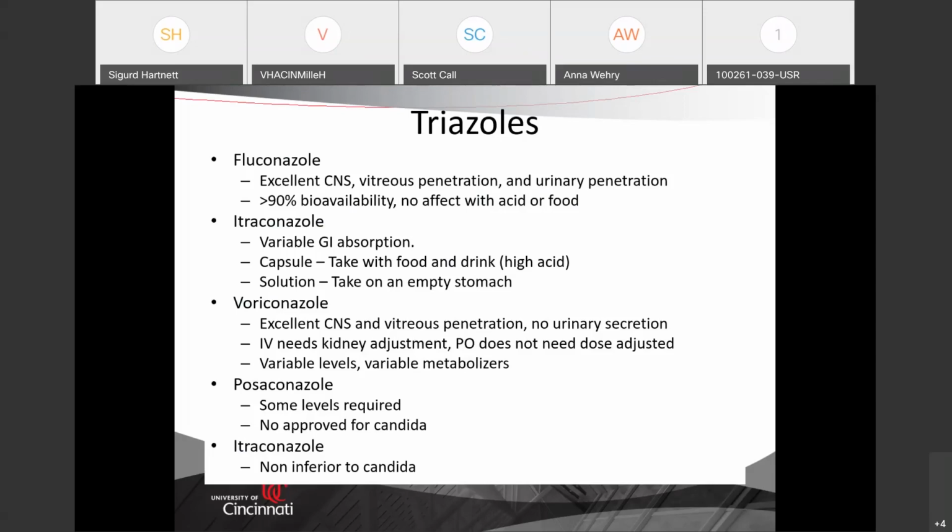The next class is posaconazole, the next generation. It has better mold coverage. While it's not FDA approved for Candida coverage, in vitro and clinically there's lots of evidence that it does have Candida coverage, so you can use it for that. Itraconazole can also be used for Candida. Both posaconazole and itraconazole have higher grade mold coverage.